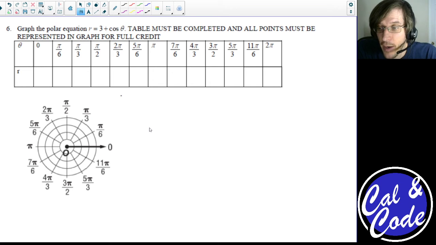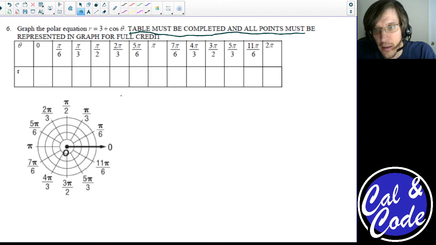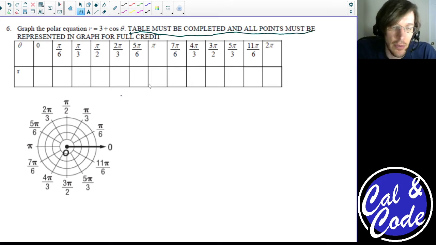Okay, I'm going to ask you to graph something, and I want you to make sure that you understand something. I copied exactly the wording I used on your test. The table must be completed, and all points must be represented in your graph to get full credit. So when you're going through this and you're working it out, I expect to see all of these points. Okay, so that's all 13 points graphed somewhere. Really, I guess it'd be 12 distinct points.